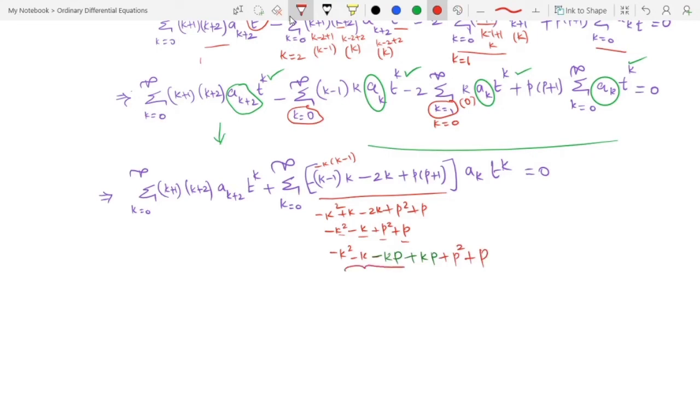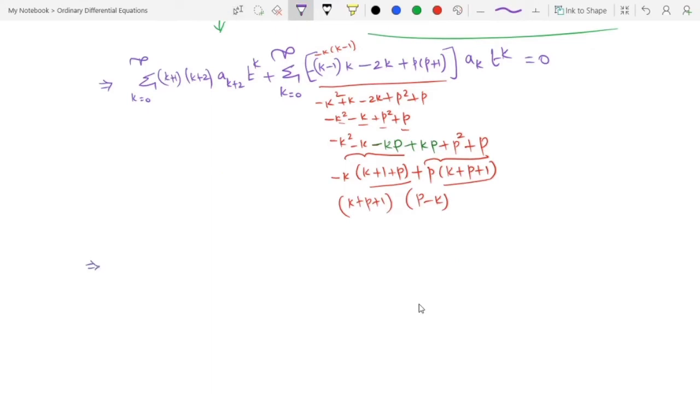Group the terms, first 3 and last 3. Common term is k, so minus k, remaining k plus 1 plus p. Similarly, p is common to all, so take it out, p into k plus p plus 1. K plus p plus 1 is common to both the terms, so take it out, k plus p plus 1 of remaining p minus k.